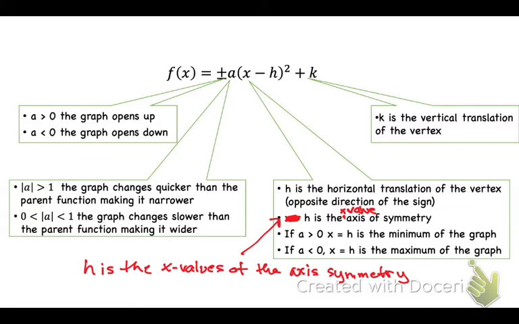Okay? K is the vertical translation of the vertex. H has a lot of stuff in it. So H is going to tell you a lot about this graph. It's the X value of the axis of symmetry. It's the horizontal movement of the vertex. You know, it's a max or minimum.